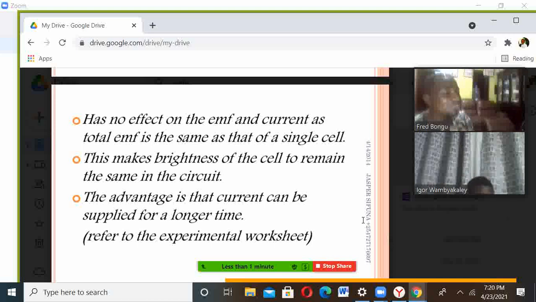But if you put 6 cells to supply 9 voltage, a matter of minutes and all they are over. So this one supplies current. So if you're asked, can you design an experiment or a circuit whereby you want to supply current for a long period of time, you go for the parallel kind of connection.